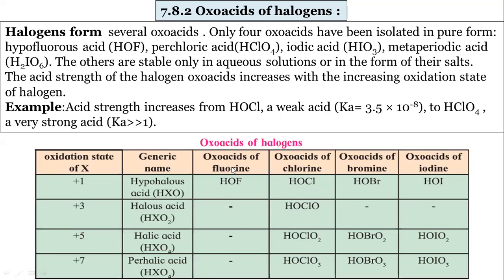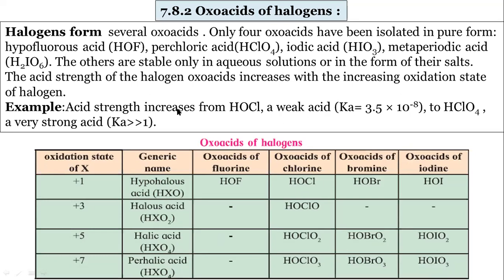For fluorine, there is only one oxoacid, HOF, hypofluorous acid. This is hypobromous, this is hypoiodous acid. For oxoacids of bromine, there is HOBrO2. This is bromic, and this is perbromic. This is iodic acid, and this is periodic acid. The general formula is given here: hypohalous acid, halous, halic, and perhalic.